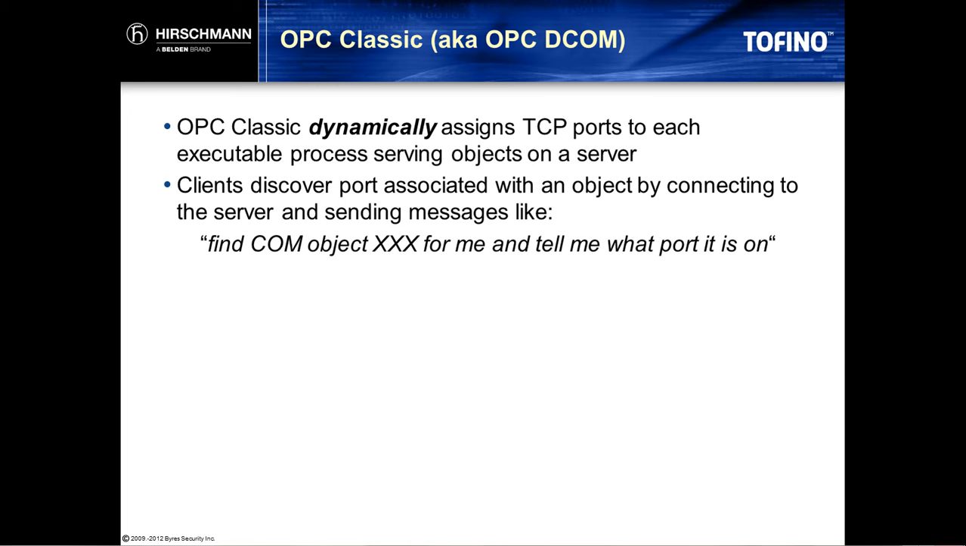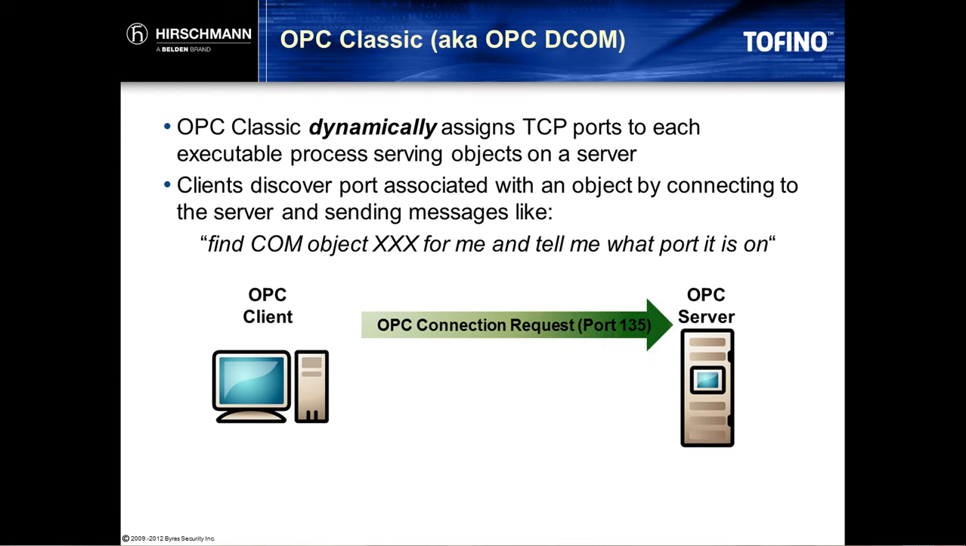OPC and DCOM is a little different. Every data connection between an OPC client and a server is a two-step process. In the first step, the client connects to the OPC server on port number 135, and it asks the server, here's the object XYZ I'm looking for. Where can I find it? The server responds with a message that says something like, yeah, I have that object and you can access it on port number 12345. And that number, 12345, could be almost any port number.